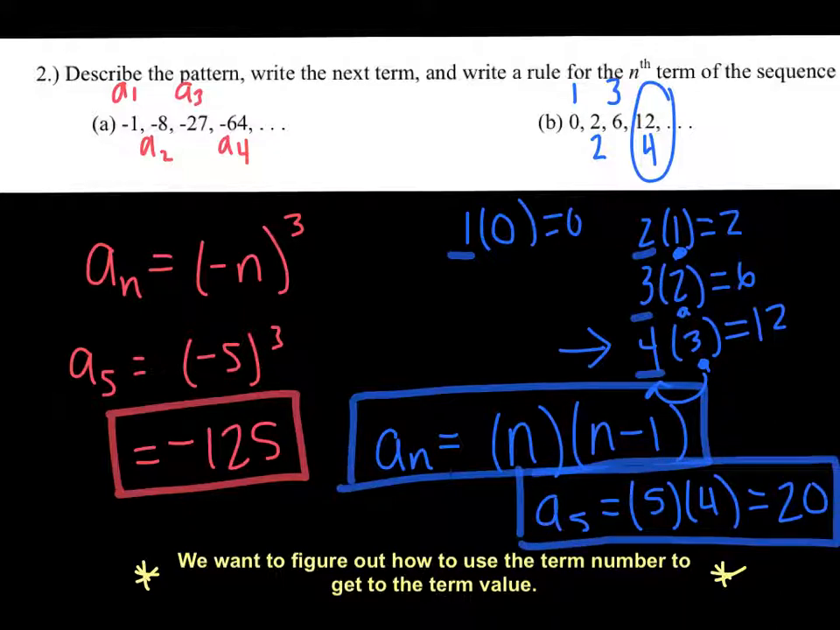So we need to figure out how to use the term number to get us to the term value, what it actually equals. So none of them are going to be exactly the same. You're going to have to look and try to find a pattern. It's just sort of about critical thinking. And yes, you might have to sit there for a minute until you come up with it. But the good thing about these is that you can always check to see if what you come up with works.